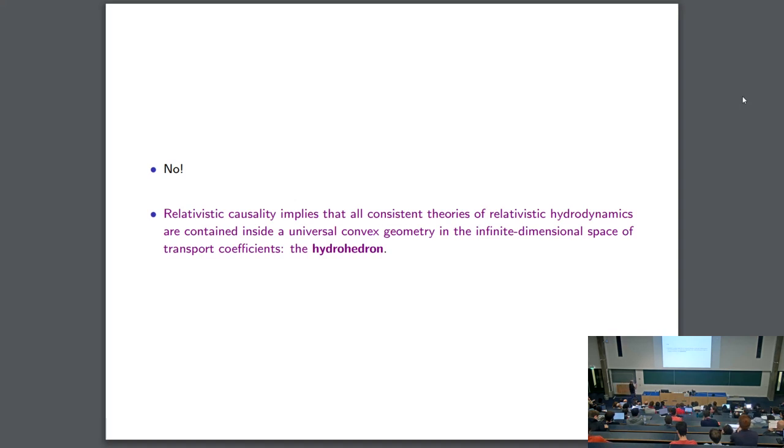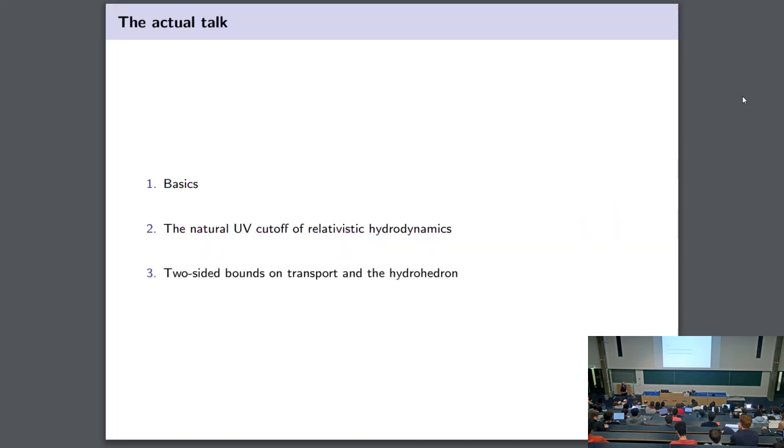is that relativistic causality is going to imply that every single consistent theory of relativistic hydrodynamics, as I have defined them, is going to be contained inside a universal convex geometry in the infinite dimensional space spanned by the transport coefficients. And I will refer to this universal convex geometry as the hydrohedron. And please keep in mind that when I say consistent theory of relativistic hydrodynamics, I'm including every quantum field theory with a hydrodynamic regime of the form I explained. Okay? So this was the talk in 3 slides.